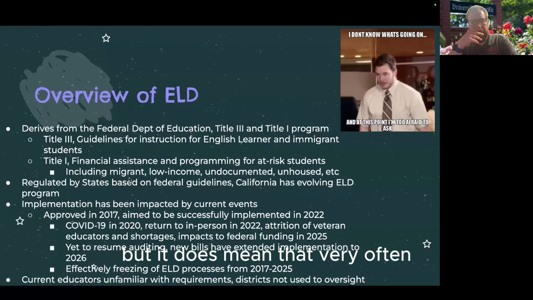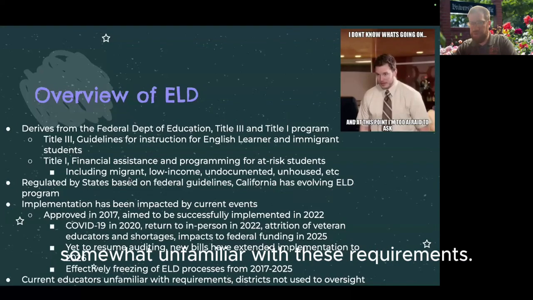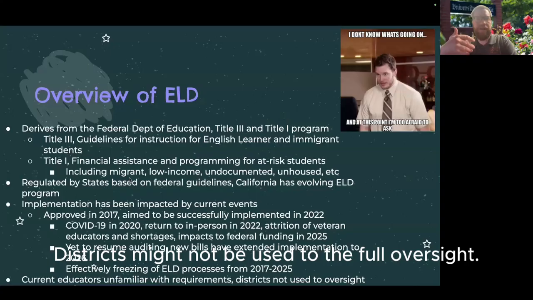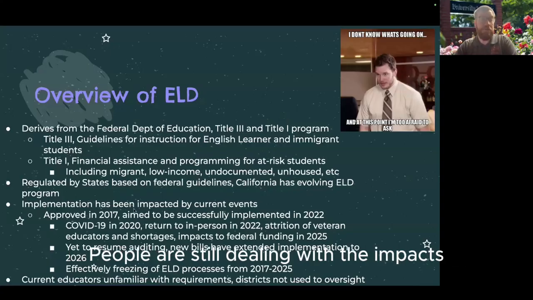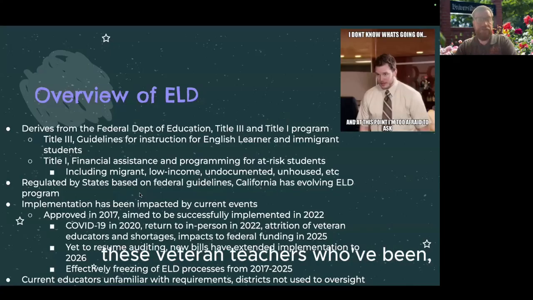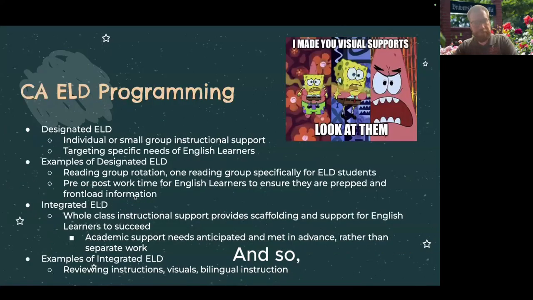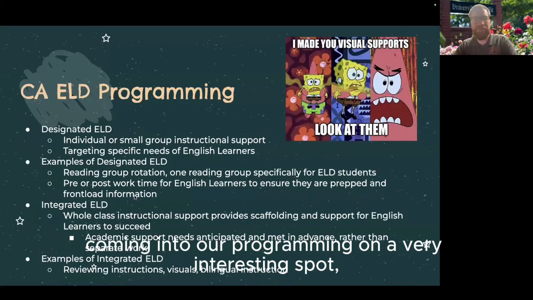But it does mean that very often educators are going into sites that are somewhat unfamiliar with these requirements. Districts might not be used to the full oversight. People are still dealing with the impacts of the COVID-19 pandemic, because we saw a lot of teachers go into early retirement, and these veteran teachers had been enacting English language development for a long time. And so coming into our programming, we're in a very interesting spot.